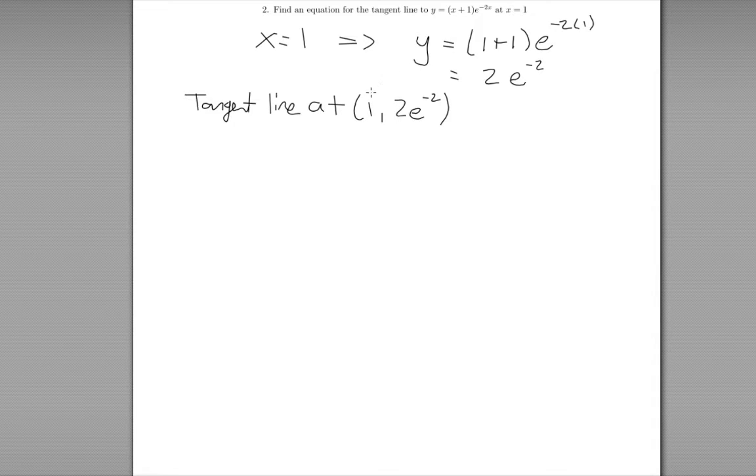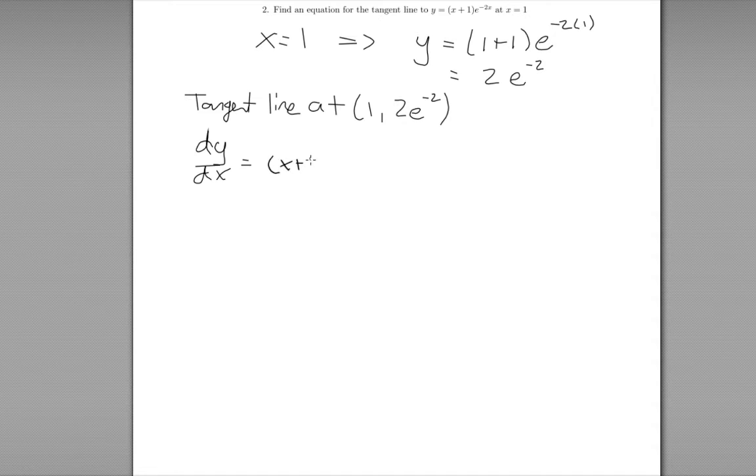Okay, so usually a good idea when trying to figure out the equation of the tangent line is to figure out the slope of the tangent line. And we know that the slope of a tangent line at a point is the derivative. So we're going to take the derivative of our function with respect to x. So dy by dx is equal to, well, we have a function here which is a product of two functions: the function x plus 1 times the function e to the negative 2x. So we're going to use the product rule here.